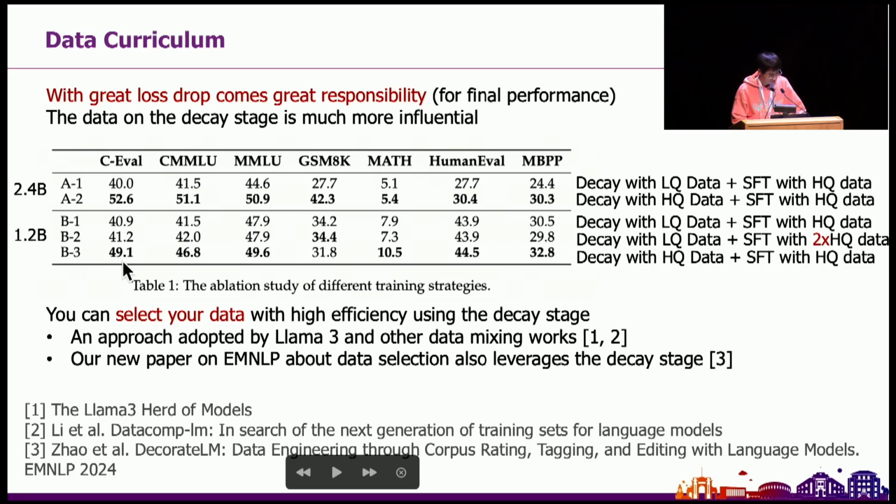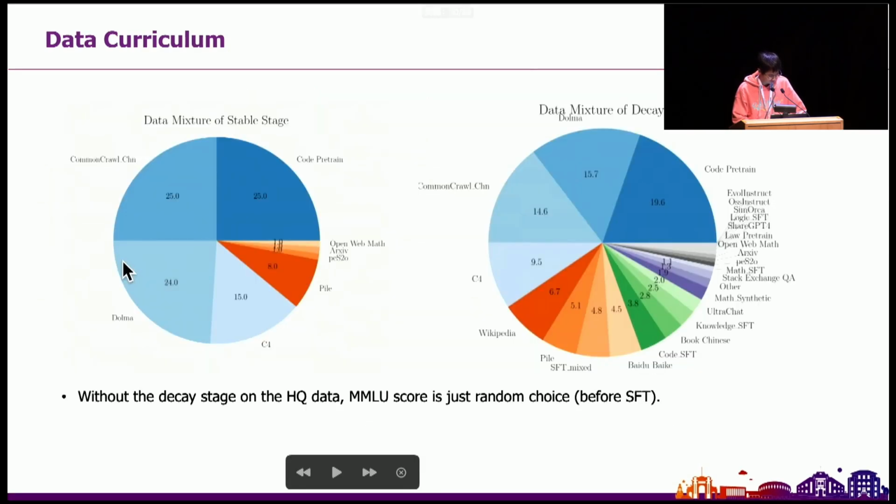In fact, you can not only use high quality data in the decay stage, you can also select your data with high efficiency using the decay stage. It is an approach adopted by Llama 3 and other data mixing works. And our new paper on MNRP about data selection also leverages the decay stage. Without the decay stage on the high quality data, the MMAU score before SFT is about just a random choice.